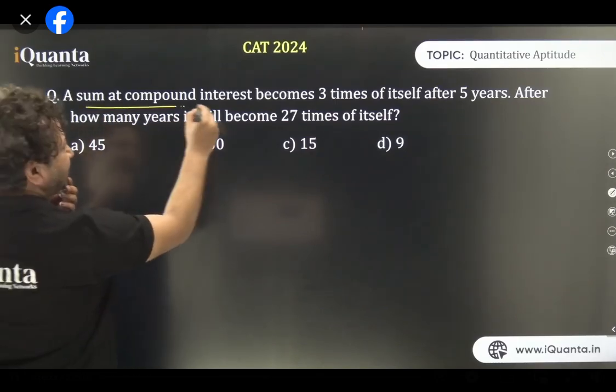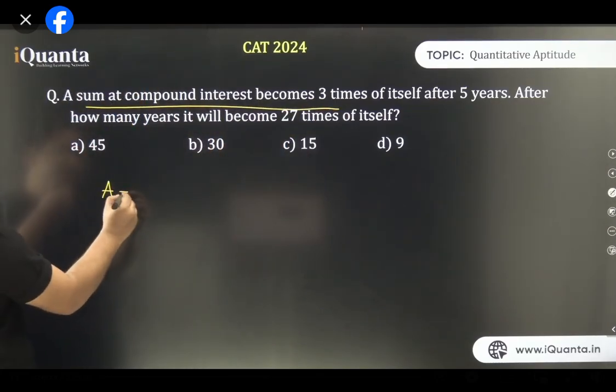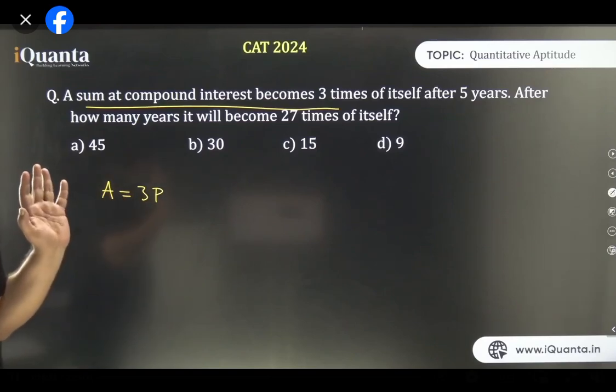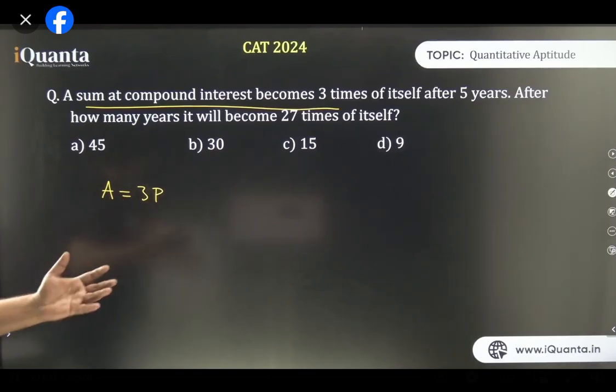A sum at compound interest becomes 3 times of itself after 5 years. That means A becomes 3 times P. The first thing is clear to all of you. So we'll do what we did, the same kind of question as for SI as well. Amount is 3 times P. And what is the value of A?